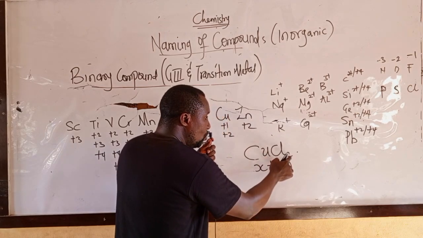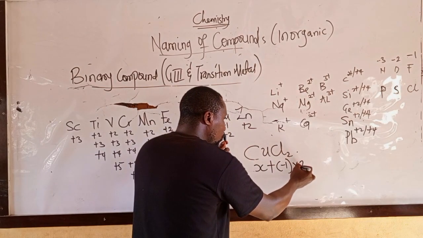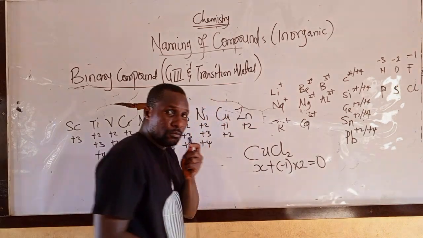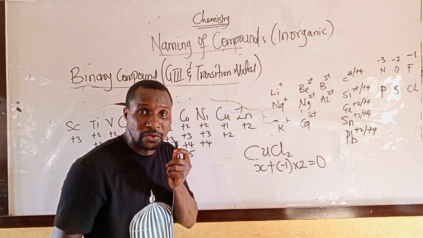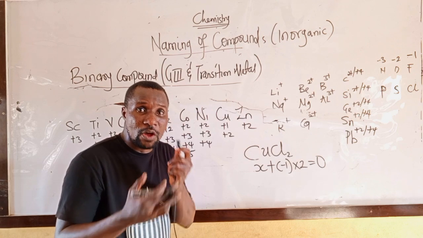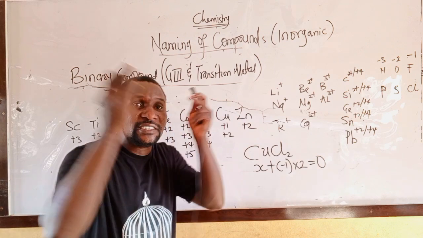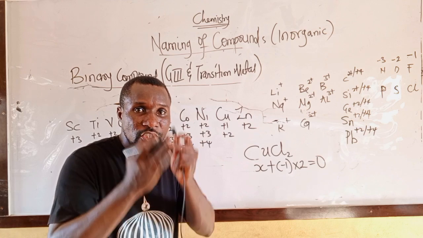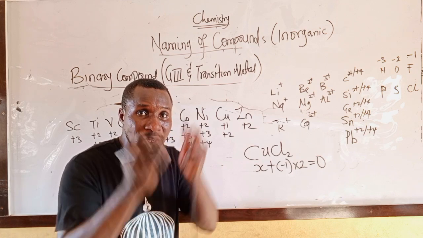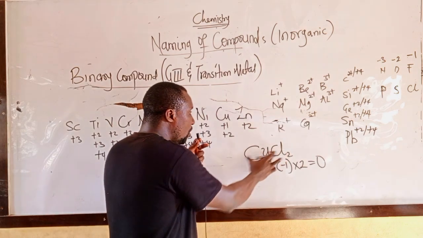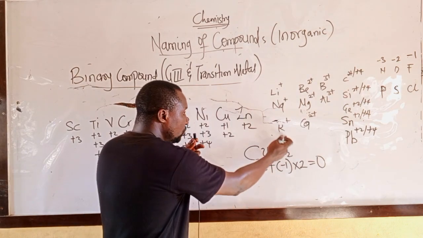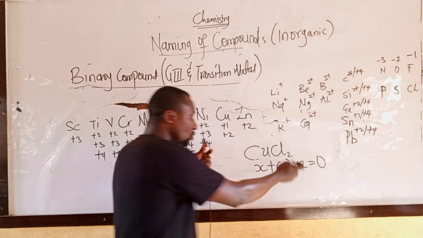Then how many chlorine do I have? Two. So x plus 2 times -1 equals 0. Why is it 0? Because this is a neutral compound. A neutral compound is a compound that has a net charge of 0. The net charge of this compound is 0. It carries no charge. That's equal to 0.